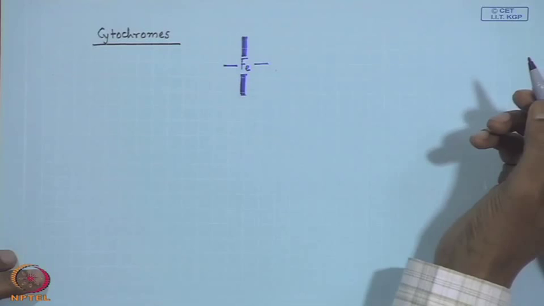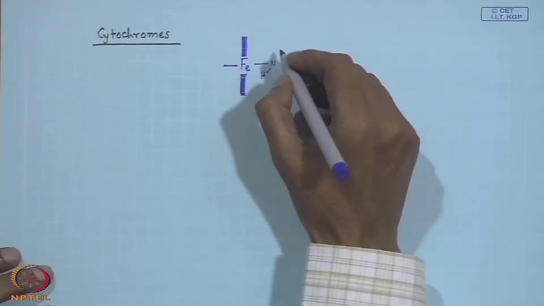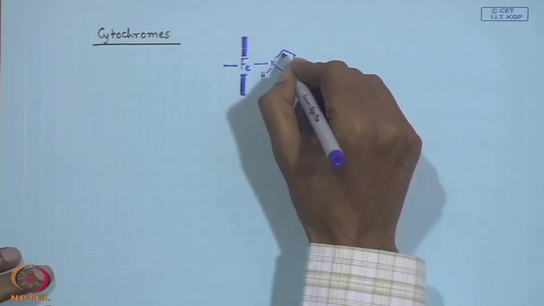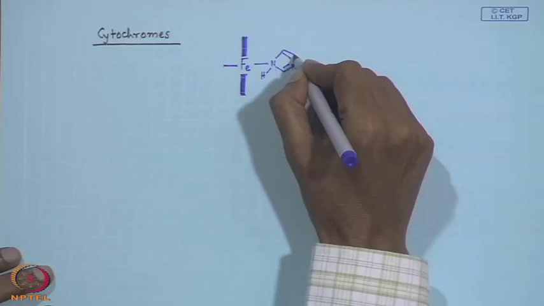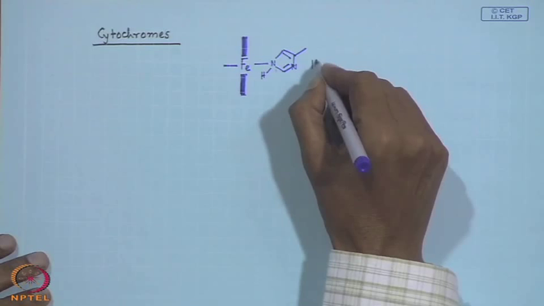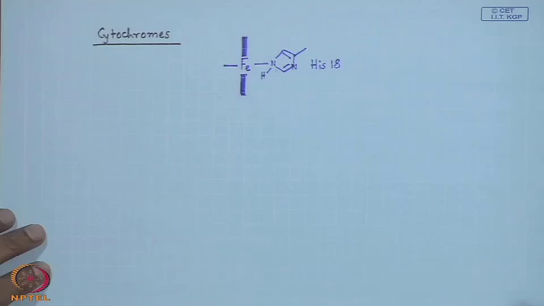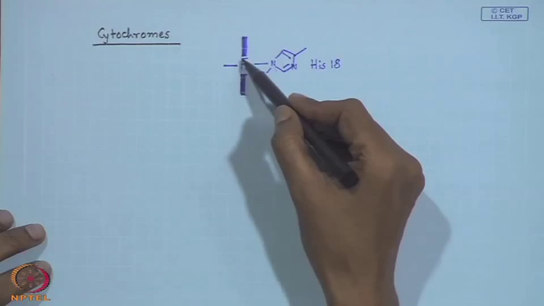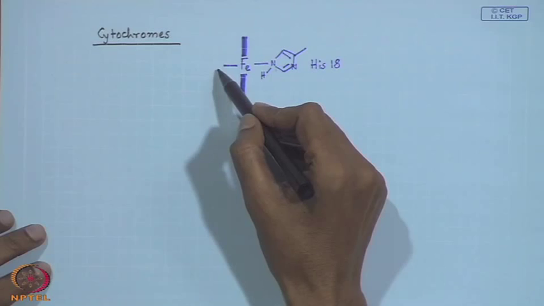So, when we have this, then here it is connected to some imidazole side chain. Imidazole side chain of some of the long protein chain, which in this particular case is histidine 18. So, this particular environment, we all know that this was present in the myoglobin molecule. So, you have four coordination sites coming from the macrocyclic porphyrin ring, and the fifth from the histidine imidazole ring, and this particular sixth site was available for binding to dioxygen molecule.